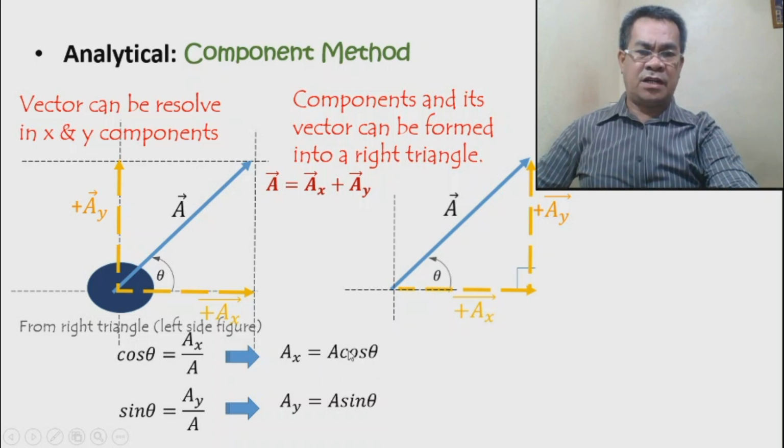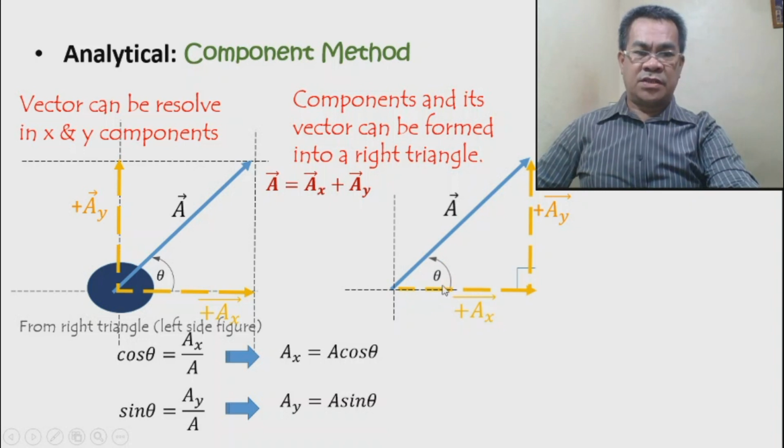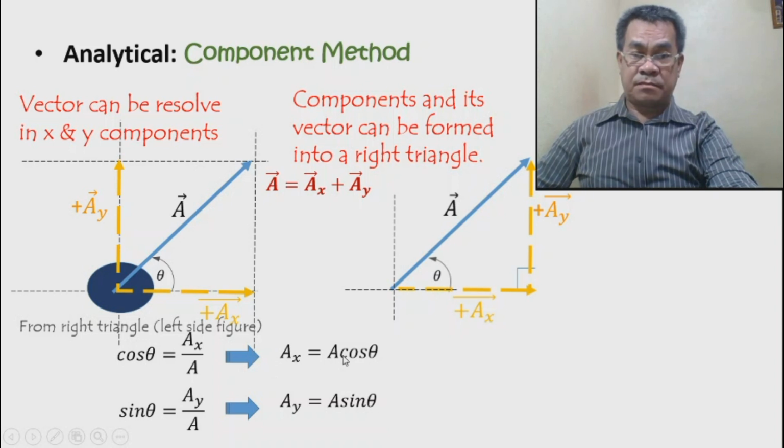You can use this formula, cosine for the x component and sine for the y component, provided that the angle is adjacent to the x. Because if AX is adjacent to the angle, then it should be cosine. In other words, if the angle is adjacent to y, then the y component should be cosine.